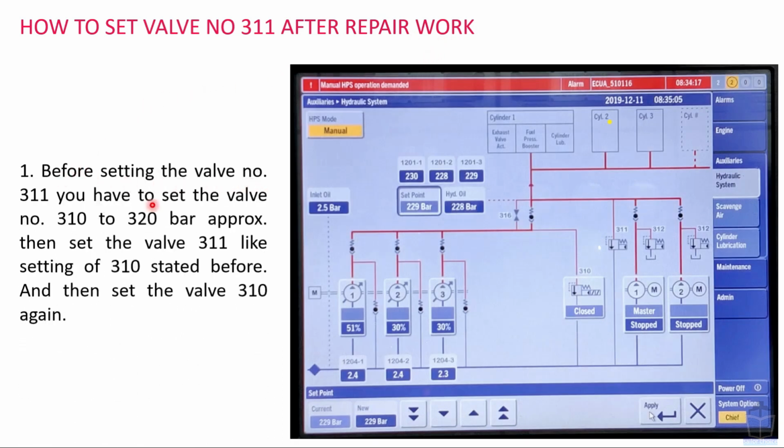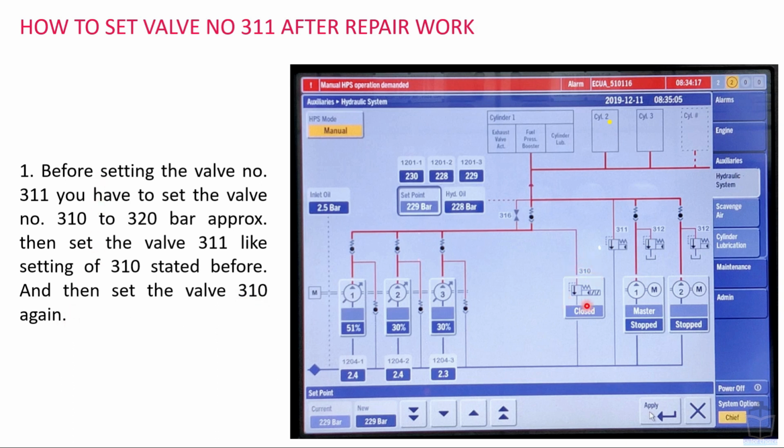Before setting the valve number 311, you have to set the valve number 310 to 320 bar approx. Then set the valve number 311 like setting of 310 as stated before, and then set the valve number 310 again. Why is it done?